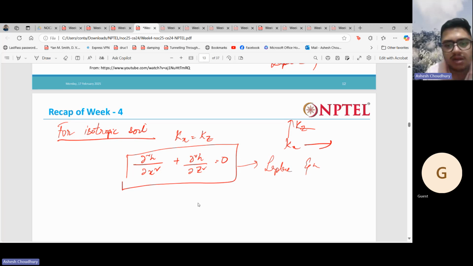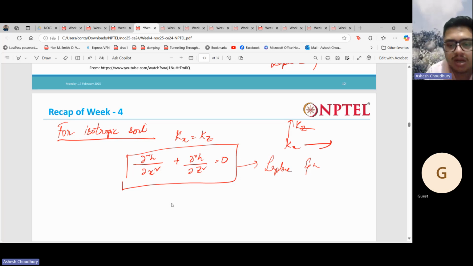Okay, a family of curves, two sets of curves. One is known as the equipotential lines, and the other set of curves is known as the flow lines. These families of curves are nothing but the solution of this Laplace equation, and these lines define how water, or how a liquid, is going to flow through the soil network.